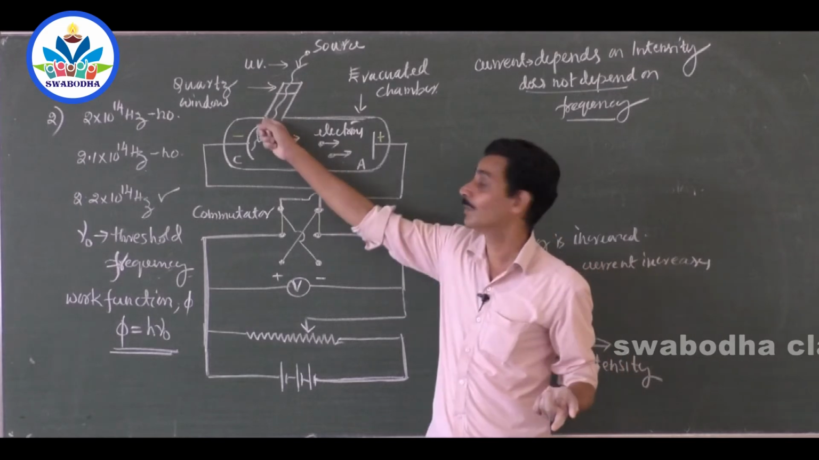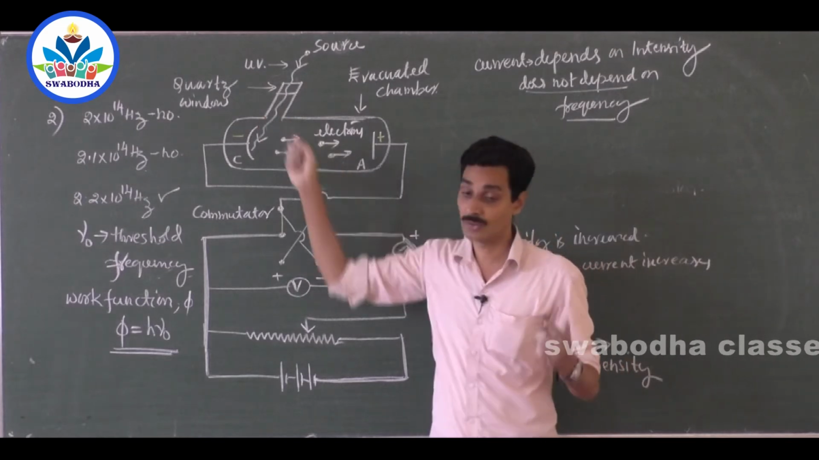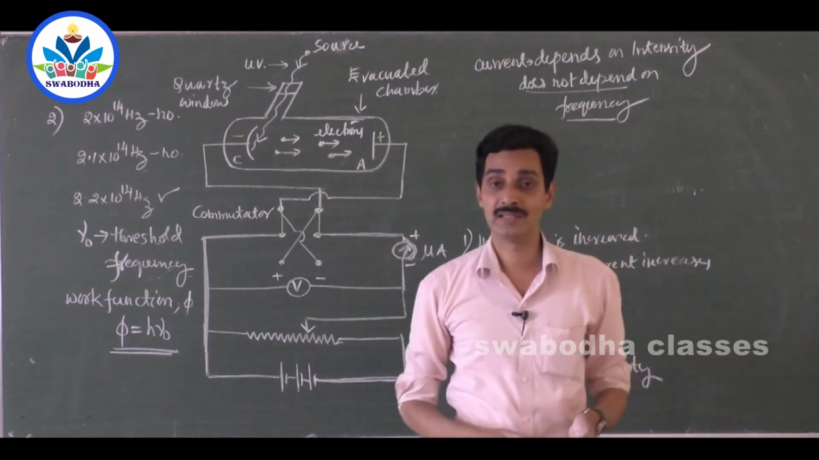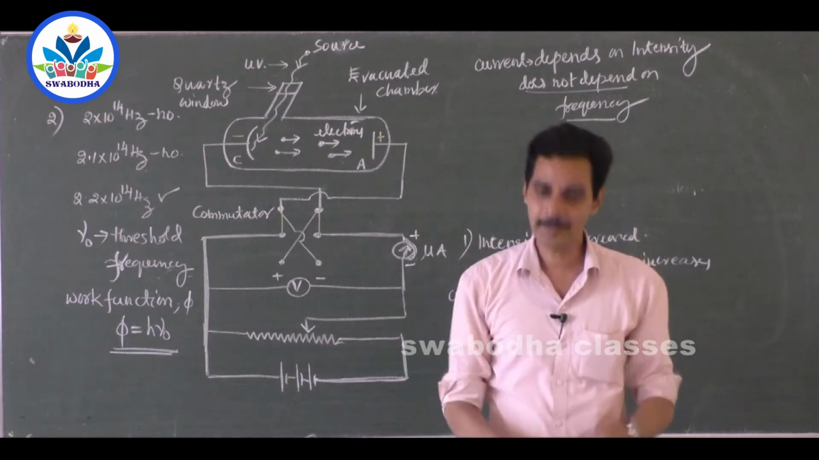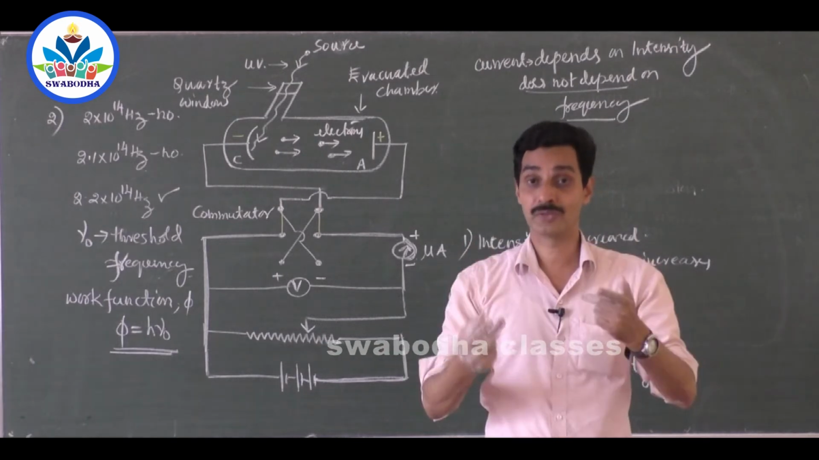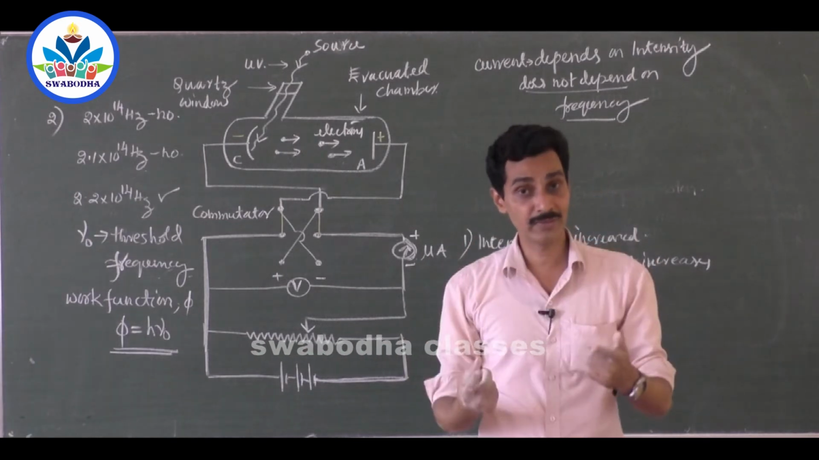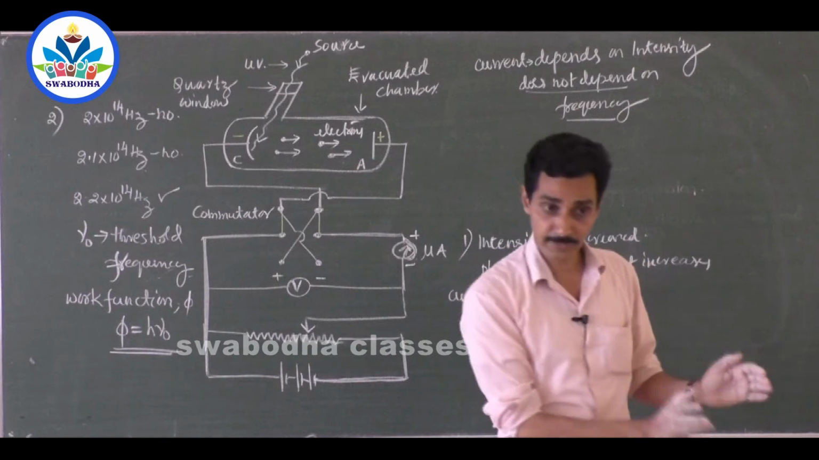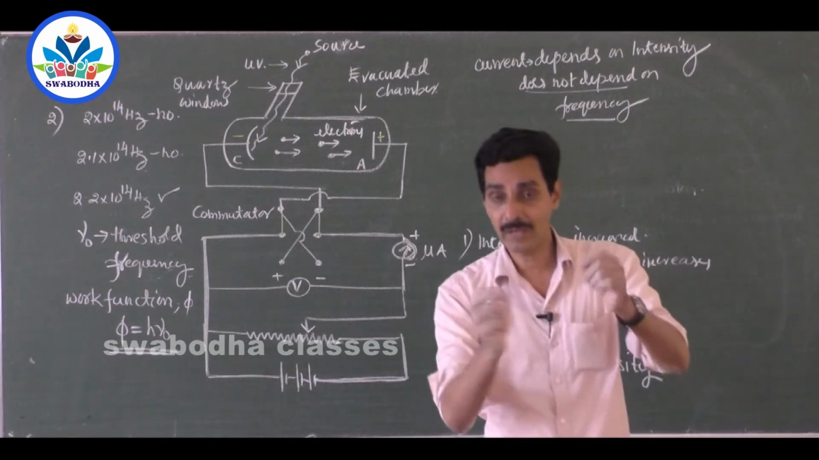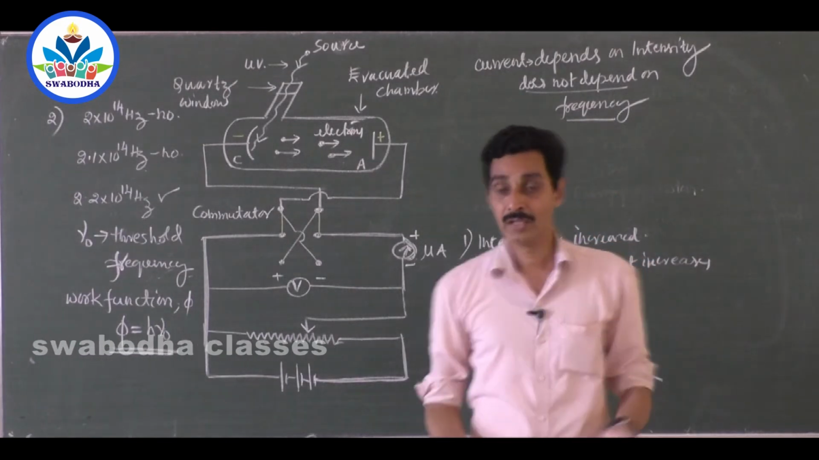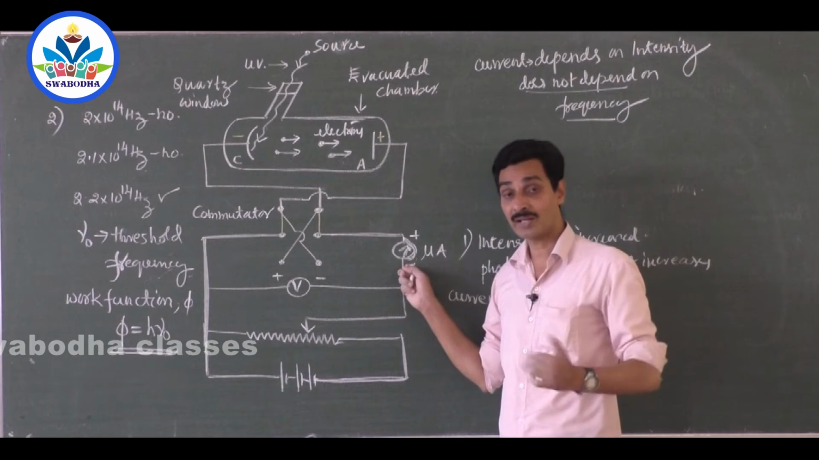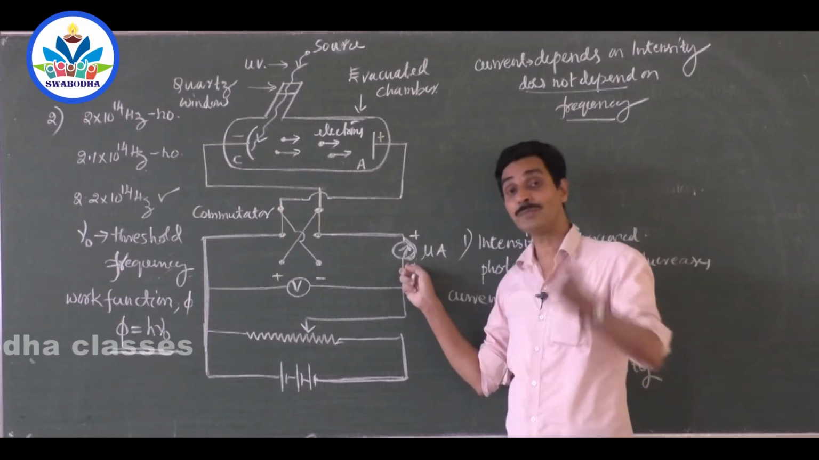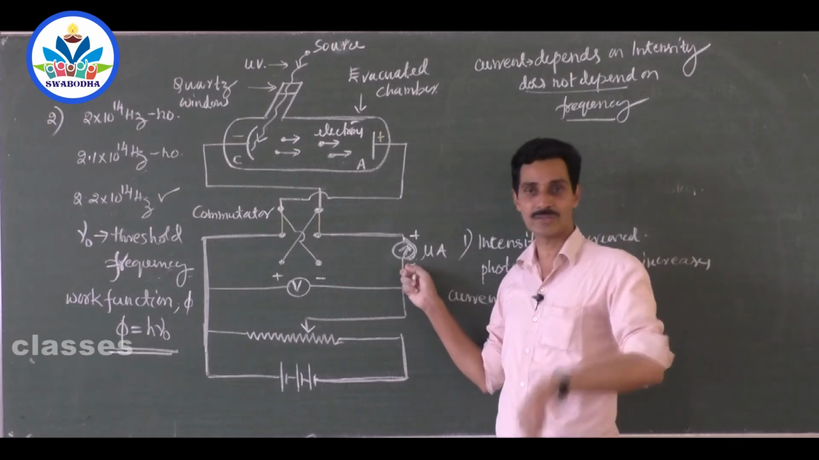Sir, how to increase the number of photons? Can't I increase the frequency? No. If you are increasing the frequency, you are emitting the same number of photons but more energetic photons. Because when increasing the frequency, 100 photons means 100 photons only, but each photon will have more energy. That will not increase current. For current, I want more photons, not more energetic photons.